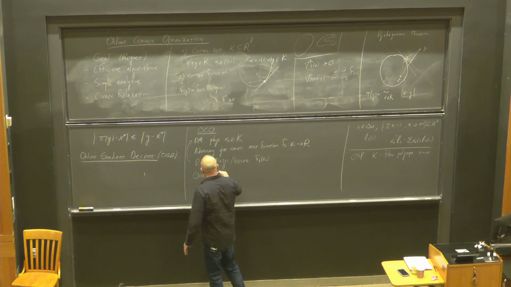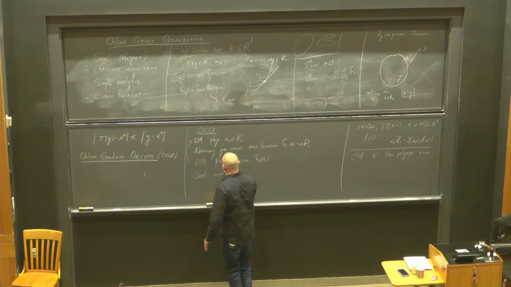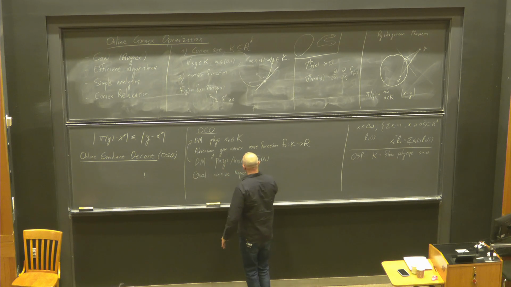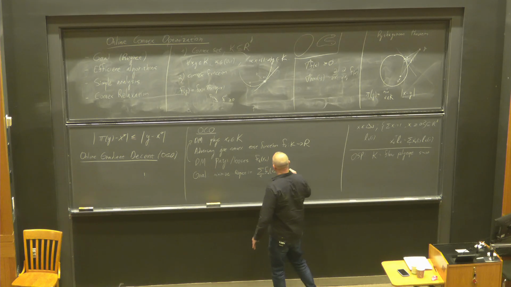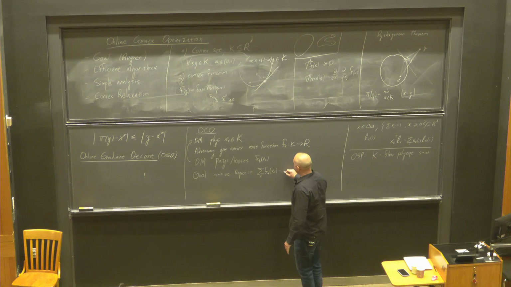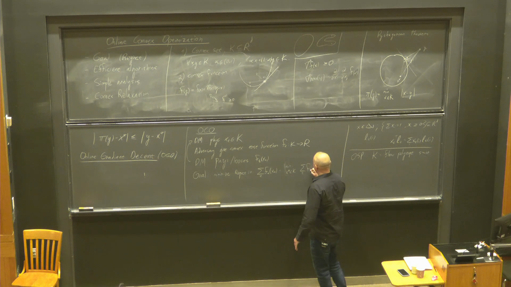So the goal in online convex optimization is to minimize regret, which is defined to be the sum of the losses that I pay minus the loss of the best point in K, which I denote by x star, in hindsight.